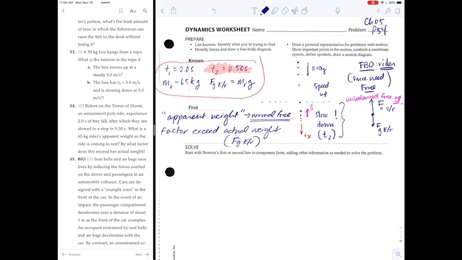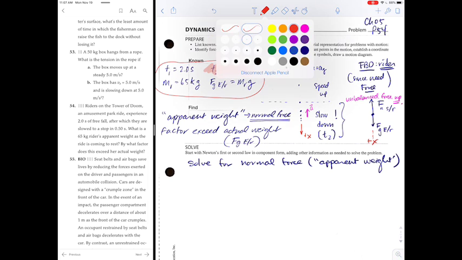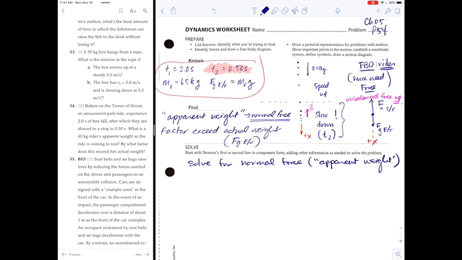Let's write a Newton's second law equation. That's the apparent weight. And so I picked down as my positive X direction. Let's be really clear about that. That means that the force of gravity from the Earth on the rider is positive, and the normal force from the seat on the rider is negative, and that equals the mass of the rider times the acceleration of the rider.